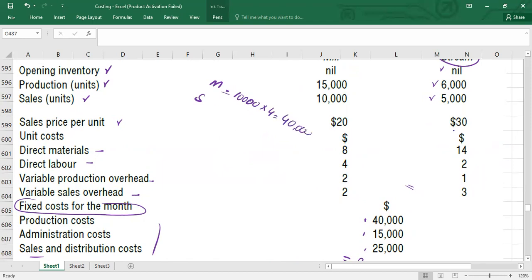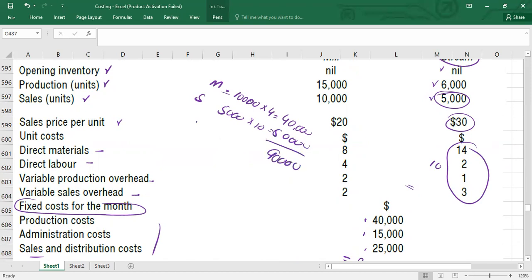And for S, what is the contribution? This is the sale price, this is the variable cost, contribution is 10. 10 times units sold of 5,000, so 5,000 times 10 is going to be 50,000. So your total contribution is going to be 90,000. This is for both products. From the total contribution, if you subtract fixed cost, which is 80,000, given in the question, this is going to be your profit or operating income.